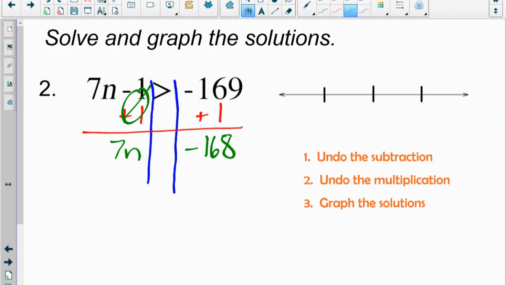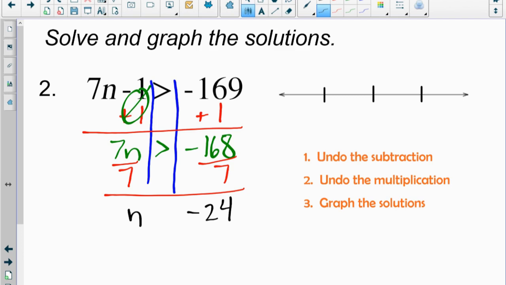And next, what do you think we're going to do next? All right, and again, hopefully you said here that this time we're going to divide by 7 on each side. And when I divide, I get n is greater than negative 24. Now here's the big question. You're going to have to answer this in Edpuzzle. Should I flip the inequality symbol? We do not flip the inequality symbol here.